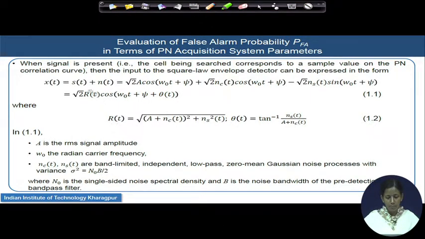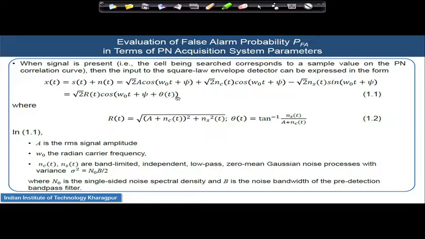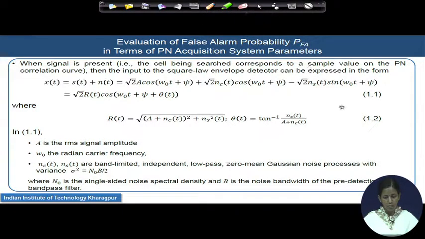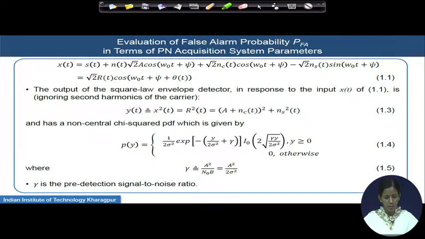If I substitute this expression by the lower one, we get equation 1.1, where r is the square root of (A plus n_c(t)) squared plus n_s squared(t), and theta(t) comes from the tan inverse of the noise component over A plus n_c(t). This is the total equation with which we will deal from now onwards, and remember, this is the signal at the input of the square law detector. The output of the square law detector is our next important part to see.